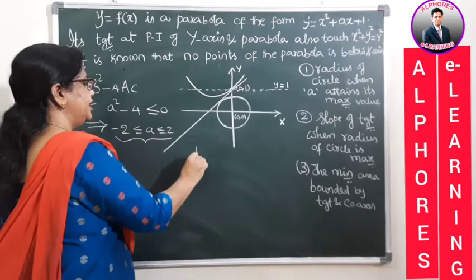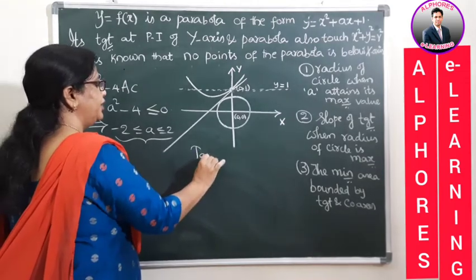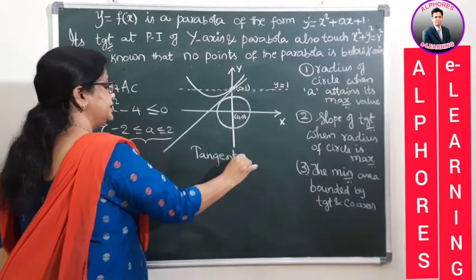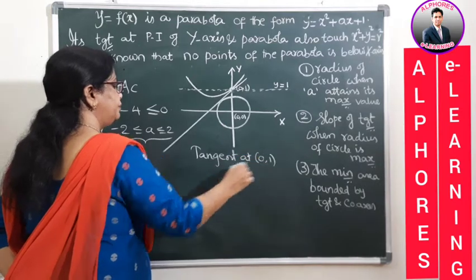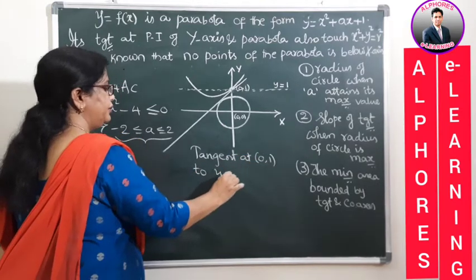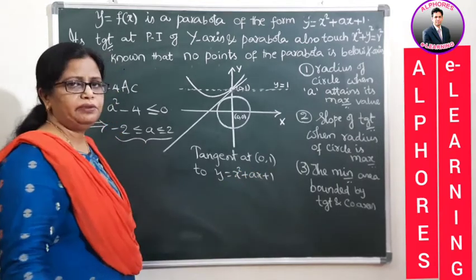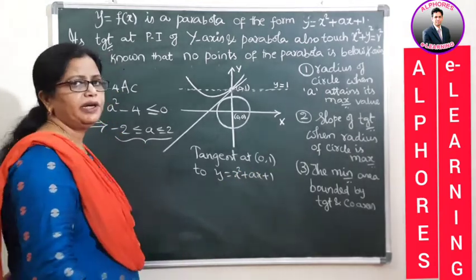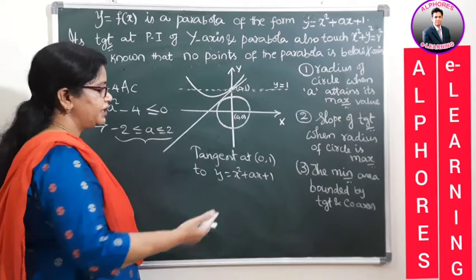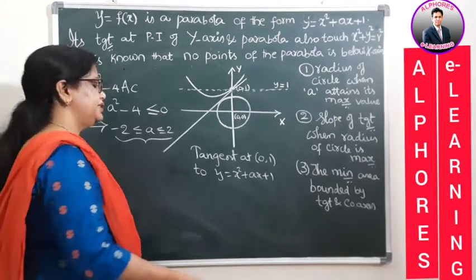So let us find the tangent at (0, 1) to the parabola y equals x square plus ax plus 1. You can use any of the formulas: you can find the slope using dy by dx, or else you can use S1 equals 0. Anyway, you can apply.